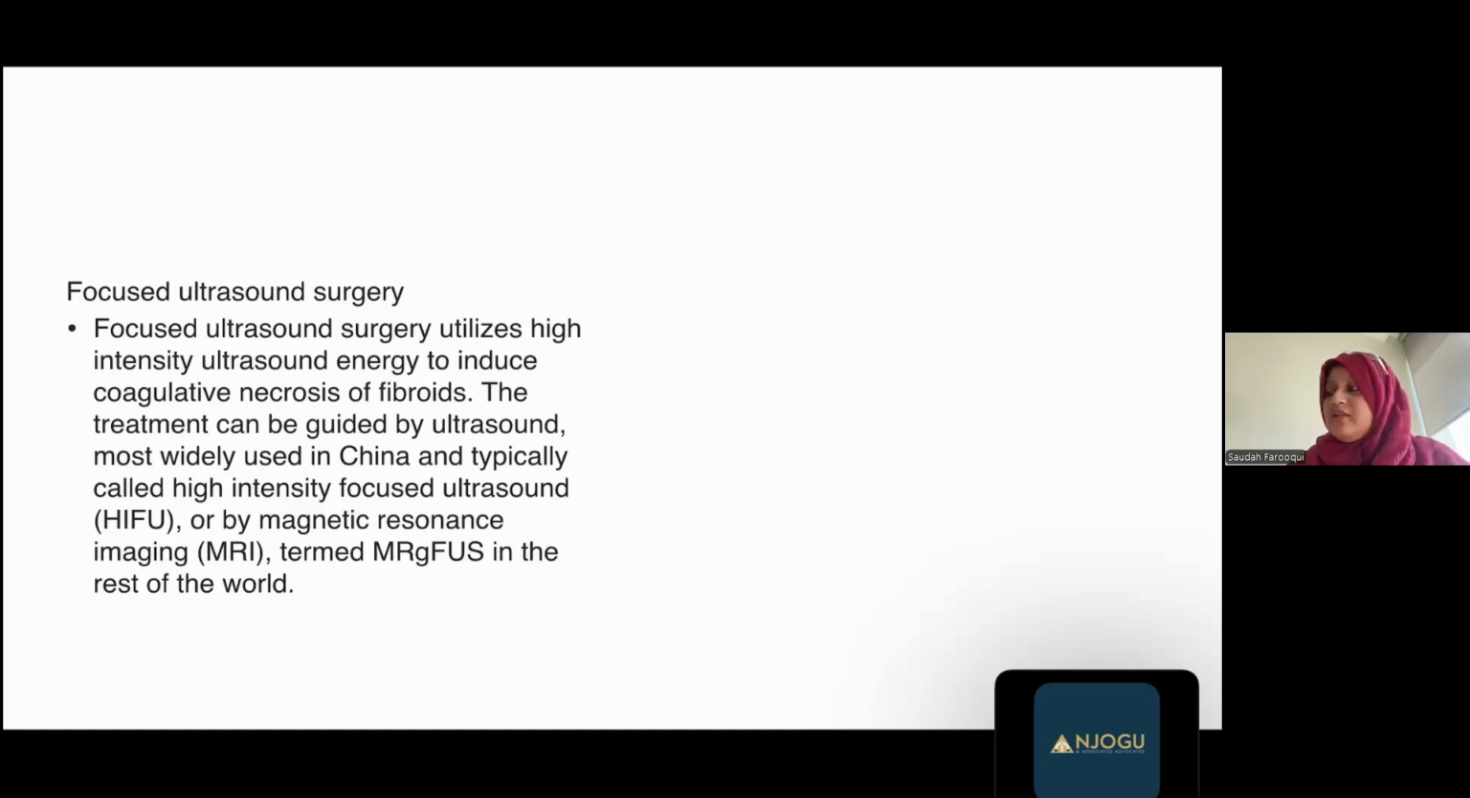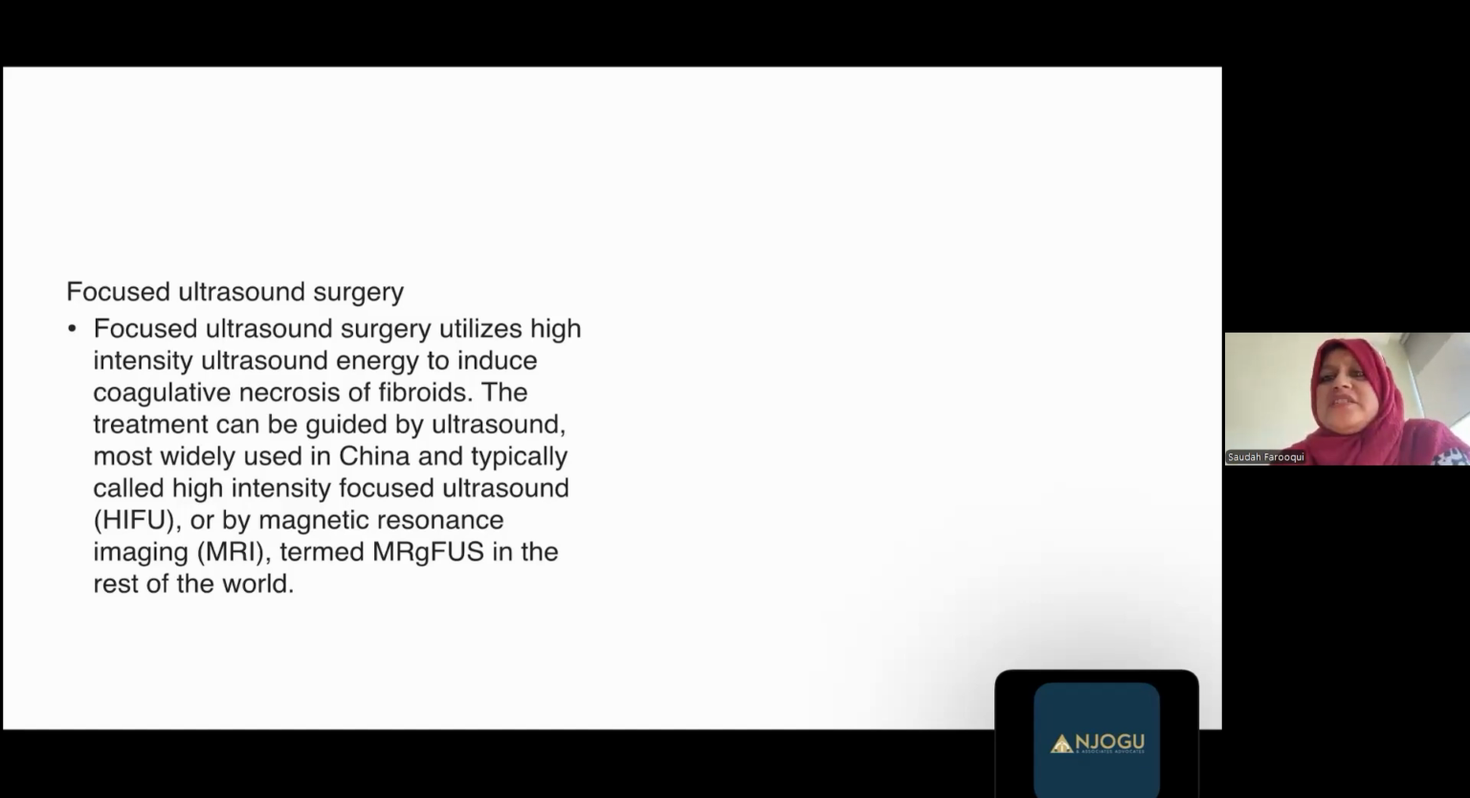It's a good option, especially if the fibroids are not that many in number. In China, they usually use ultrasound, and it's called HIFU, or MRI in the rest of the world. In Kenya, I do not think we have HIFU yet.